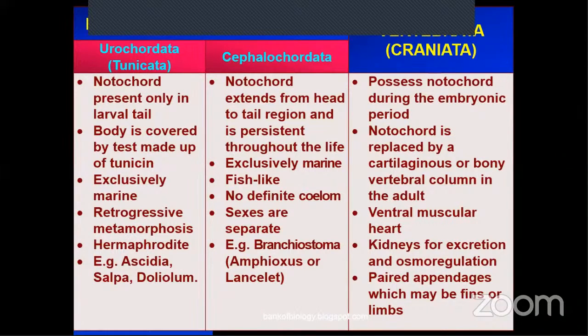Embryonic stage. Then the notochord is usually transformed into a vertebral column, which might be either cartilaginous or bony. Then a ventral muscular heart, then kidneys for excretion, paired appendages. So remember this, students. Very, very important.